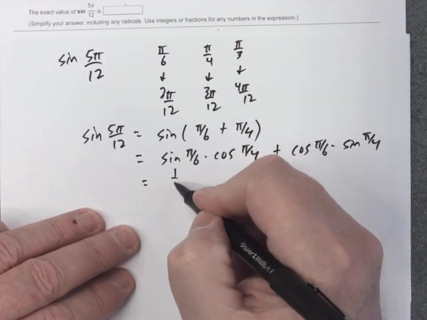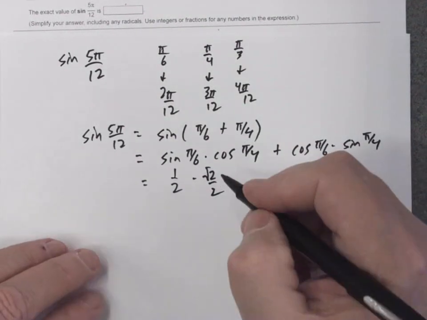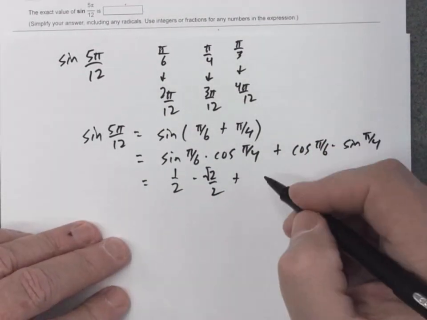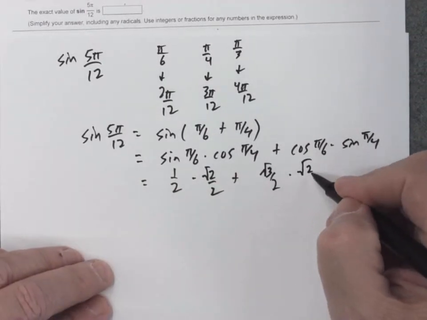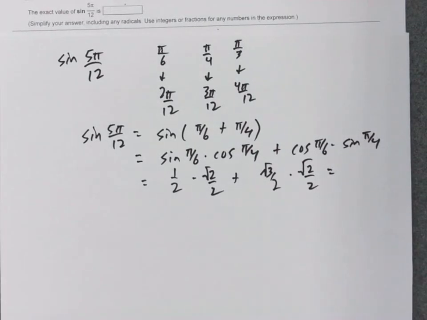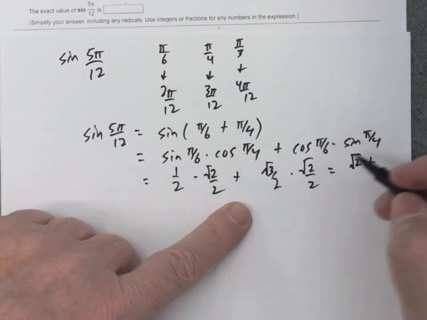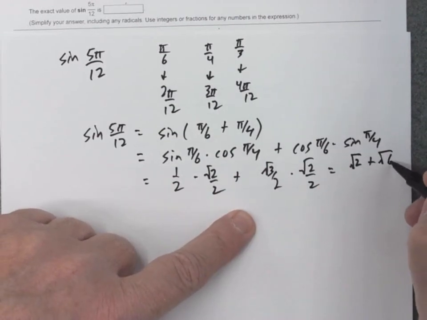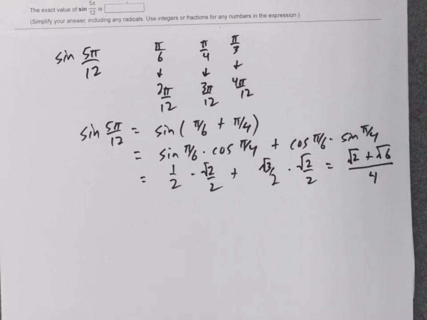Sine of pi over 6 is 1/2. Cosine of pi over 4 is square root of 2 over 2. Cosine of pi over 6 is square root of 3 over 2. Sine of pi over 4 is square root of 2 over 2. So I'm going to have square root of 2 plus square root of 6 over 4. And that's correct. All right, I think there's one more on here we can do.